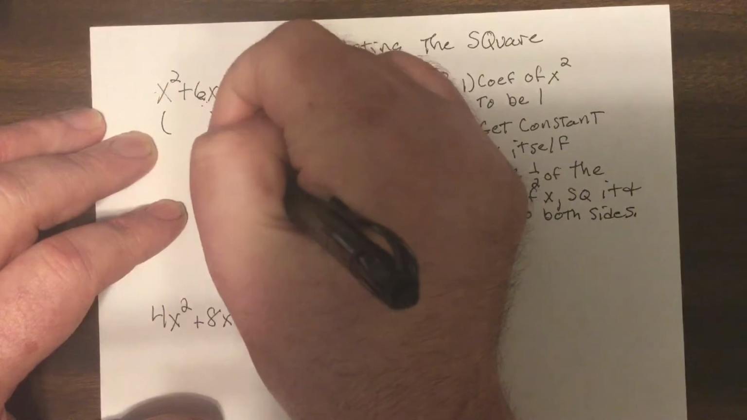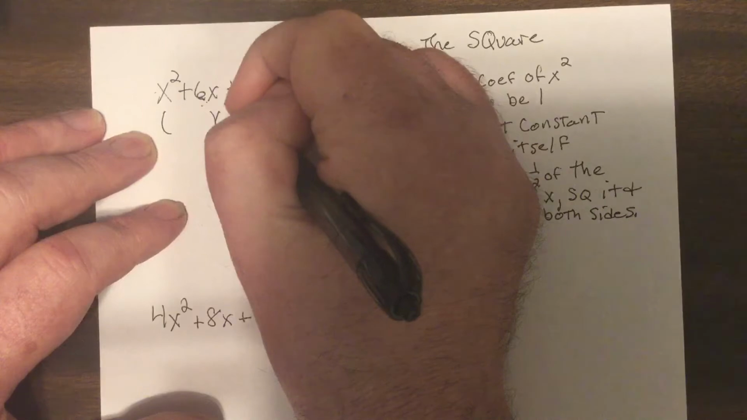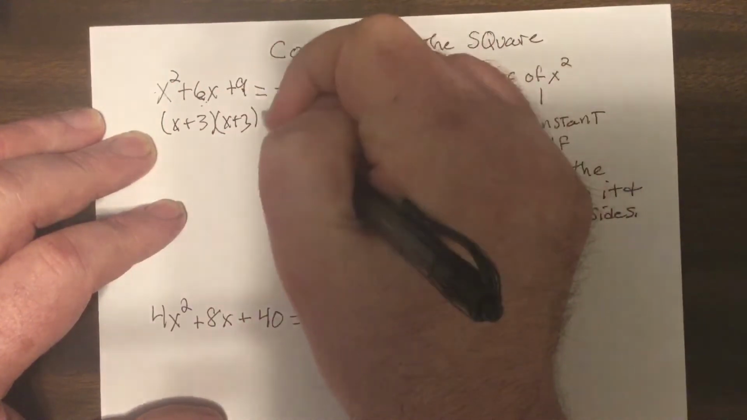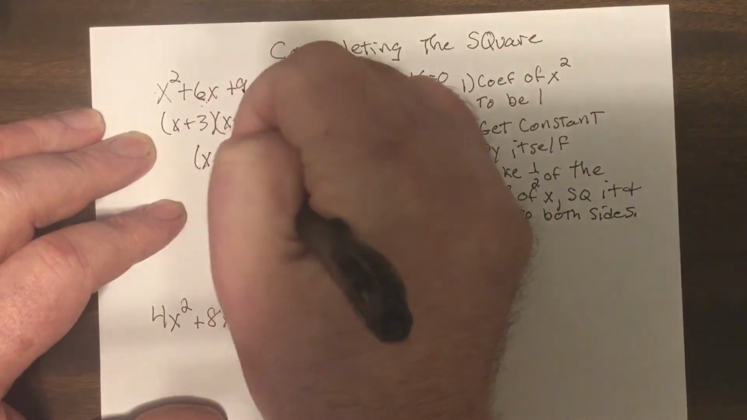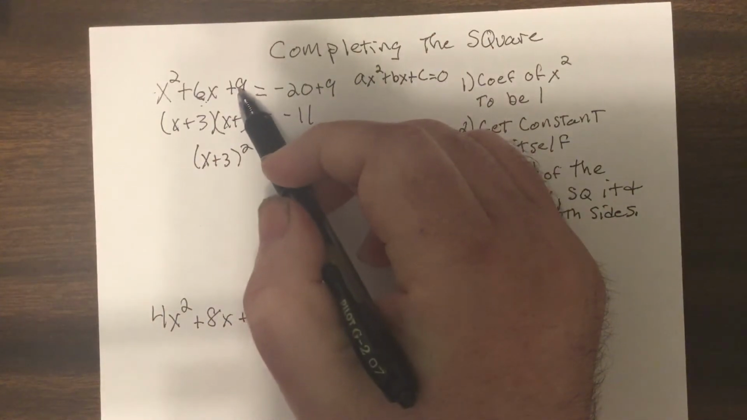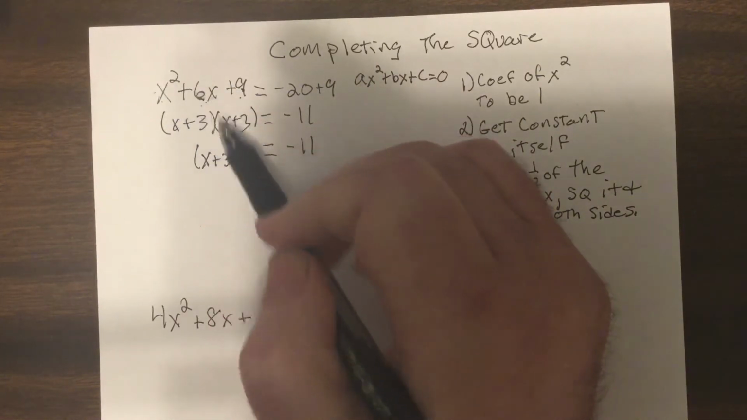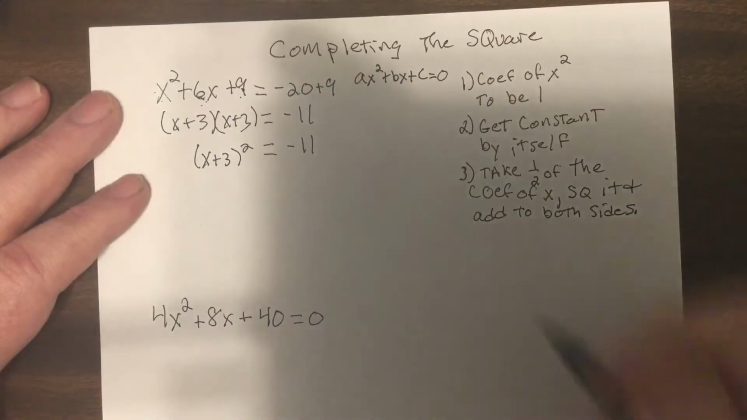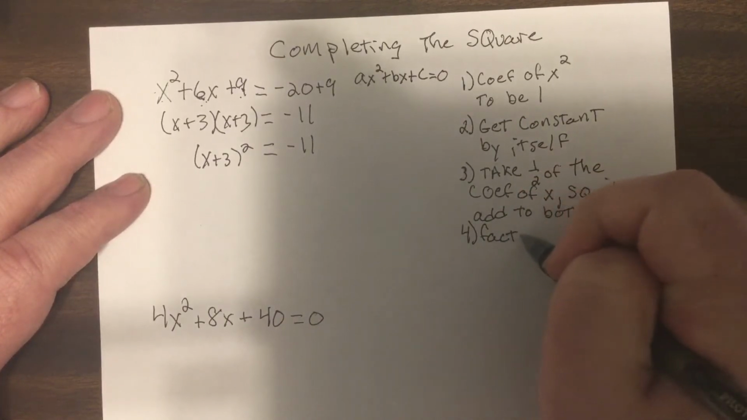Now when I factor this, what are the factors of 9 that multiply to get 9, but add to get 6? And that would be 3 and 3. So I factor, get x plus 3 squared. Now, if you added the right number, in this case, it will always be this variable, this sign, half of this number that it gets factored into, if you added the right thing. So step 4 is factor, which I've already done.